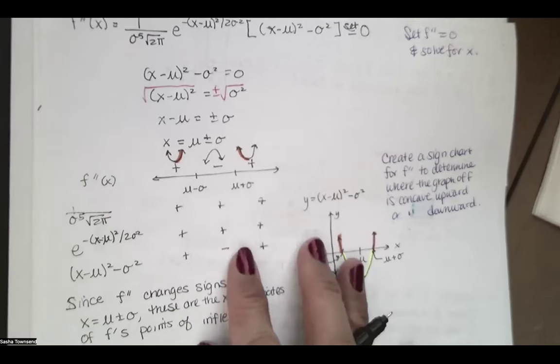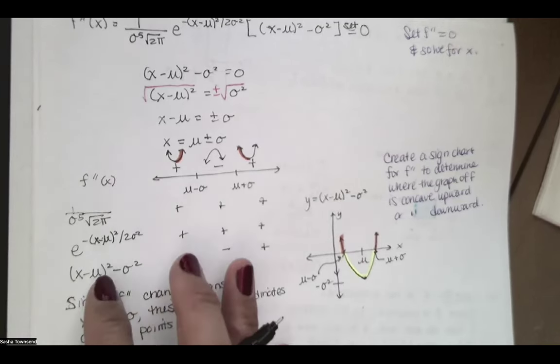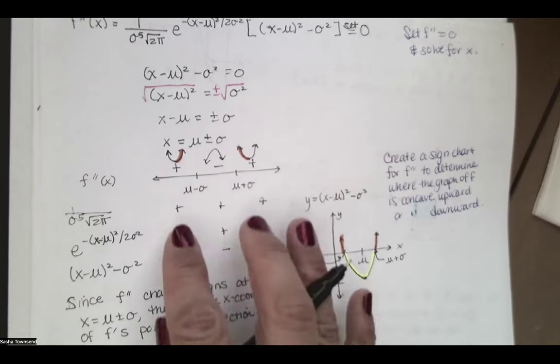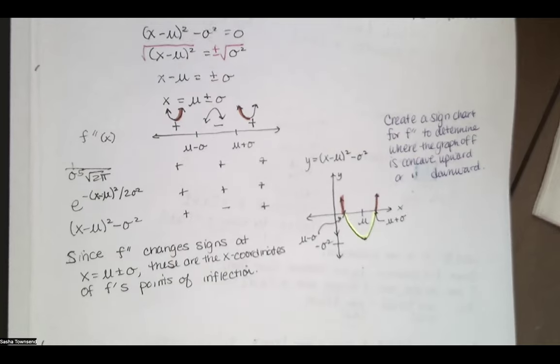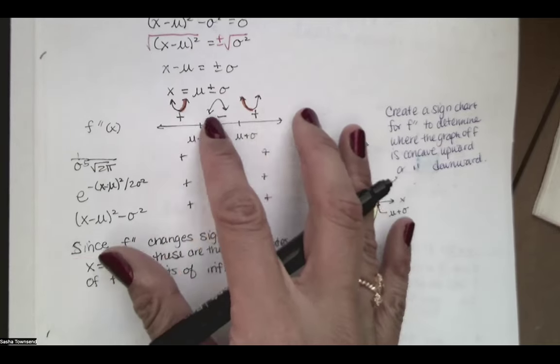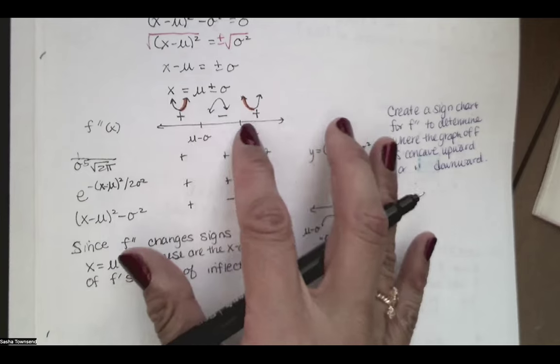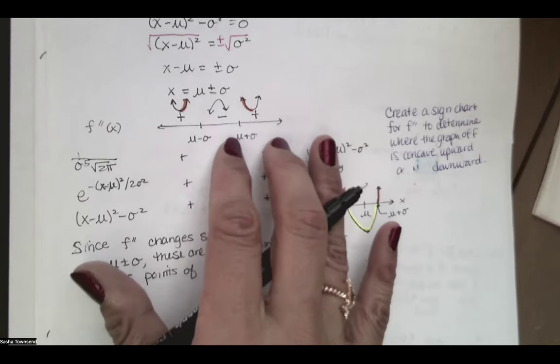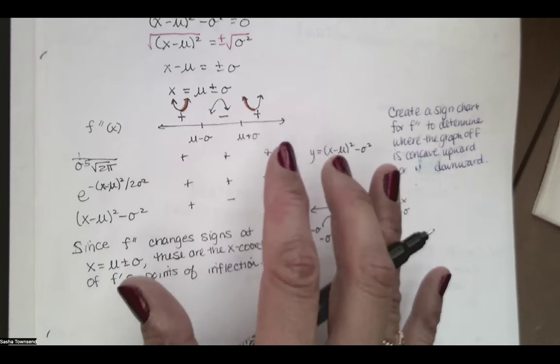So we create a sign chart in the same way as before, looking at the sign of each factor of f double prime on each of the intervals. Find the signs, multiply them together to get the signs of f double prime. And then we infer from there where the graph is concave upward and concave downward. And then we use those changes in concavity to identify points of inflection.